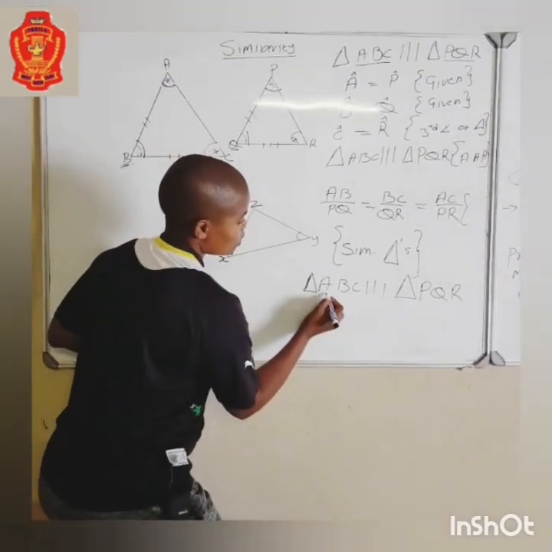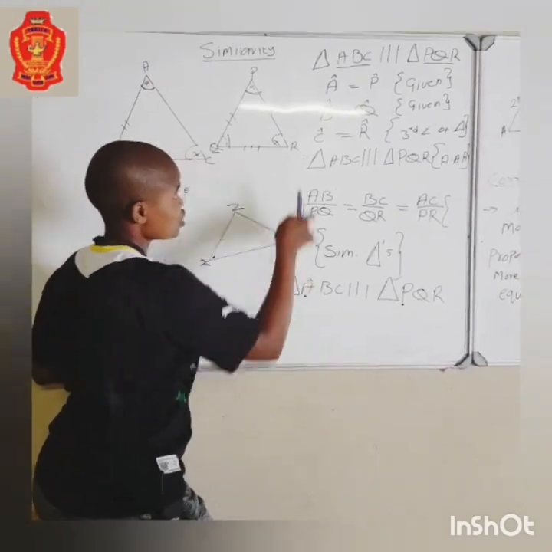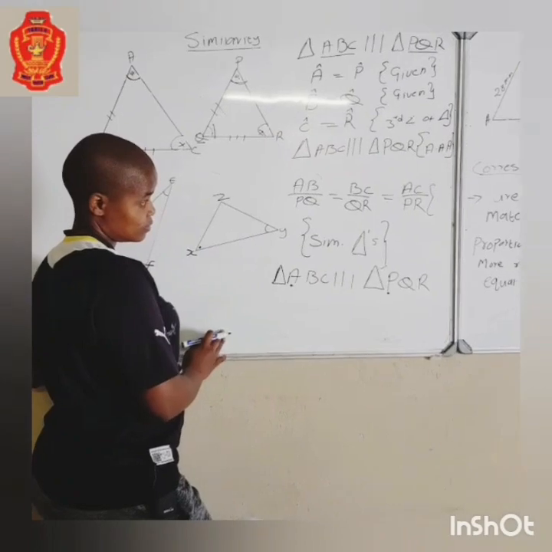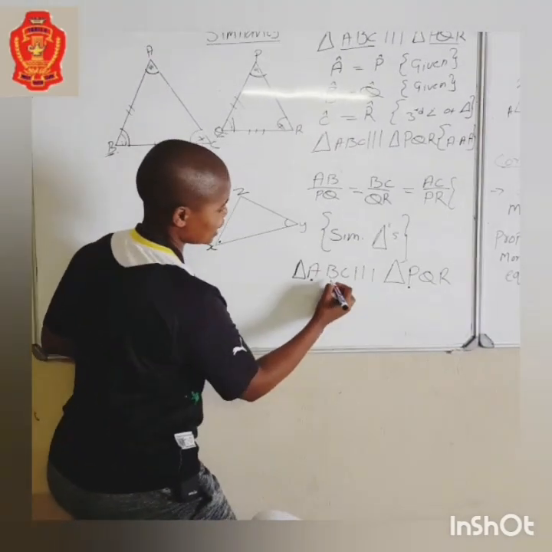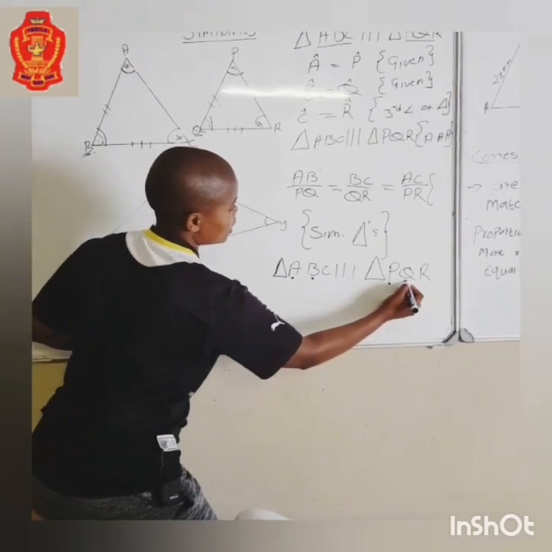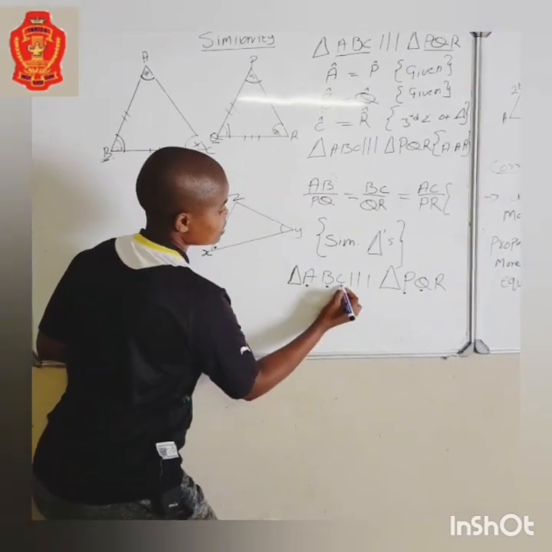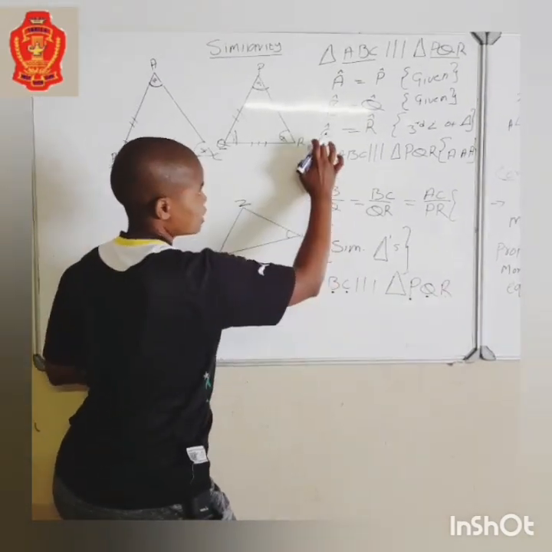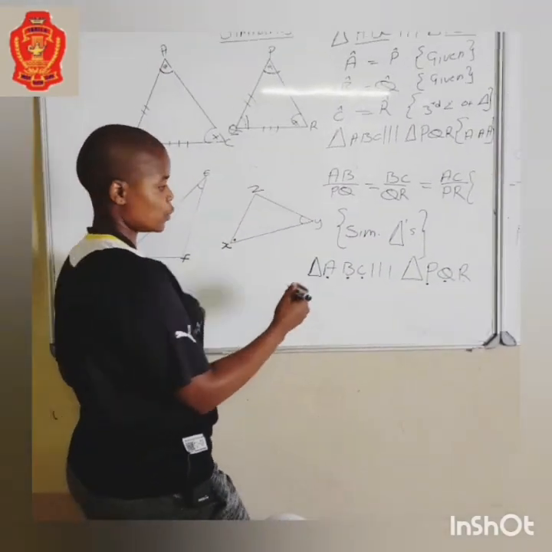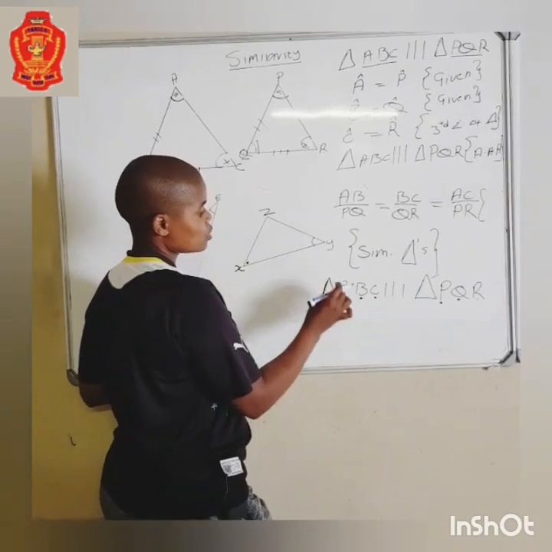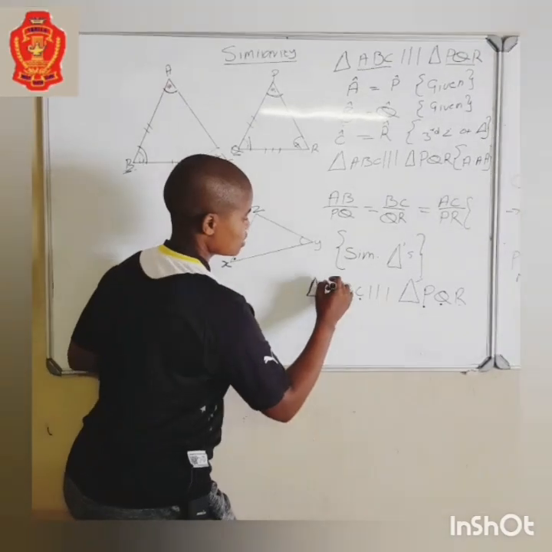So angle A is equal to angle P. If you check, angle A is equal to angle P. So the order is very important. It can easily guide you. And then angle B is equal to angle Q. Angle C is equal to angle R. So the order is very important. Please take note. And one other thing, the order also works with the proportionality of the corresponding sides.